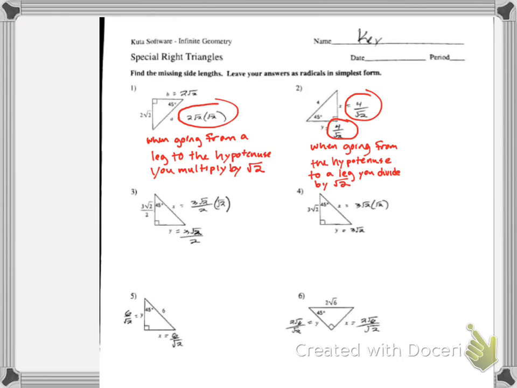Okay, so that's all we're going to do. We're not simplifying it. We're not going to do any calculations with decimals. Just keep that relationship in mind. When you're moving from legs to hypotenuse or hypotenuse to legs, you're going to be either multiplying or dividing by the square root of 2.